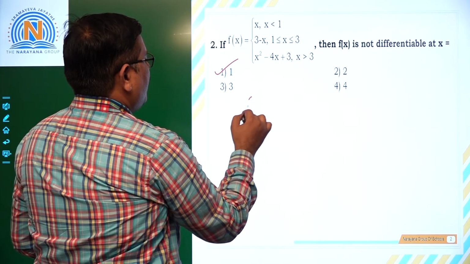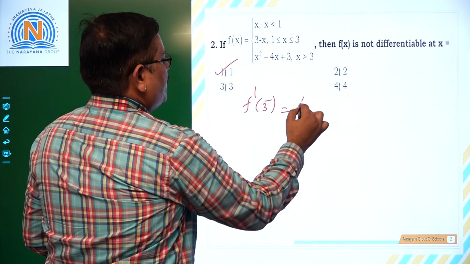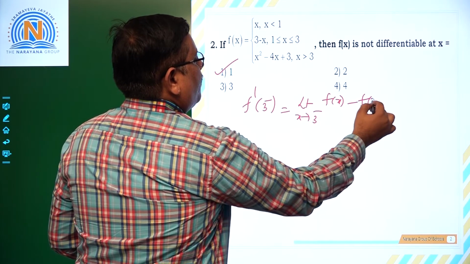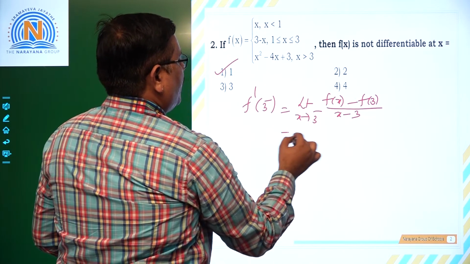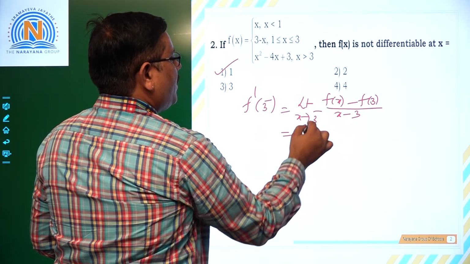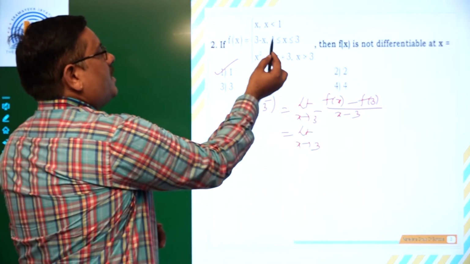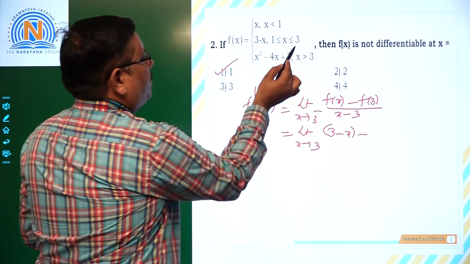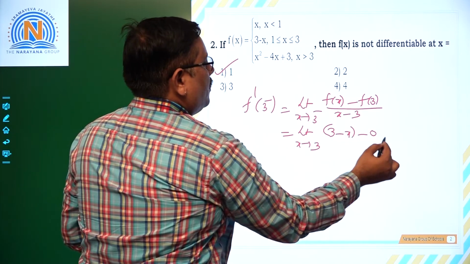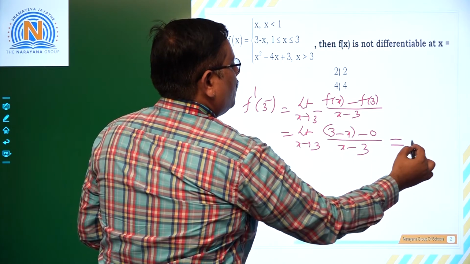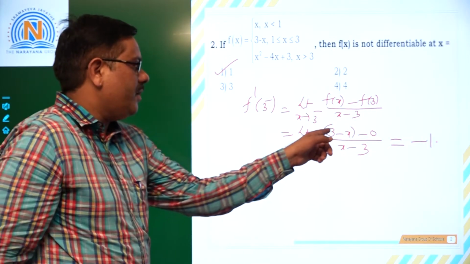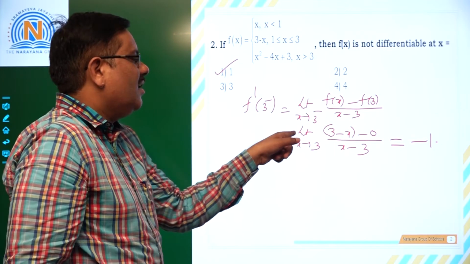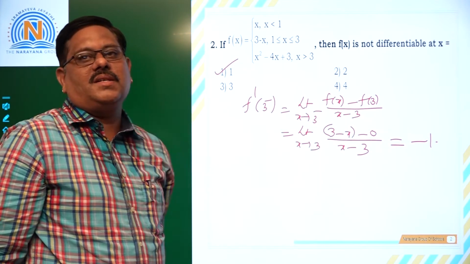Now let us find f dash of 3 minus. That is limit x tends to 3 minus of f(x) minus f(3) by x minus 3. For 3 minus, less than 3, the function is 3 minus x. So 3 minus x minus f(3), where f(3) is 3 minus 3, which is 0, by x minus 3. What is the resultant value? Minus 1, because 3 minus x is minus of x minus 3, and minus of x minus 3 by x minus 3 is minus 1. Limit x tends to 3 of minus 1 is minus 1 itself.